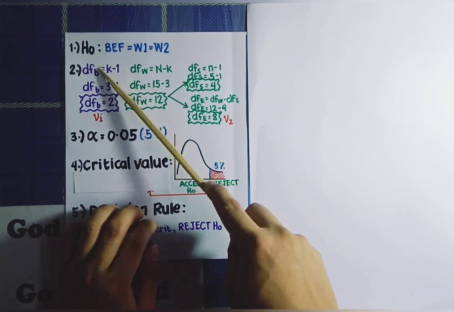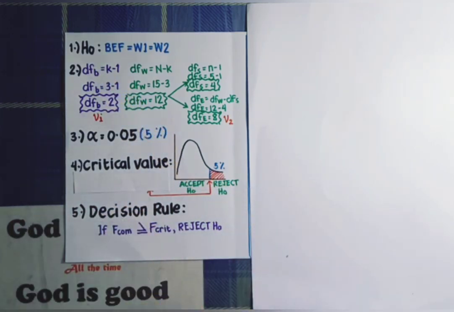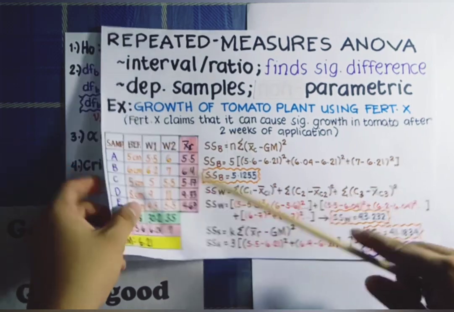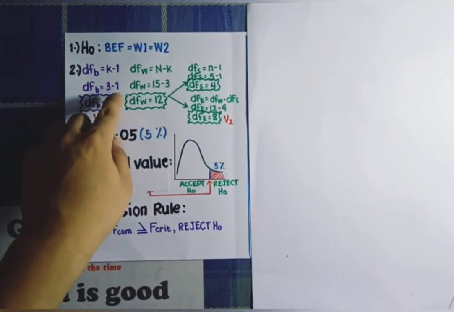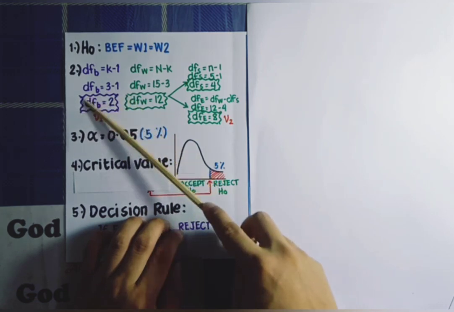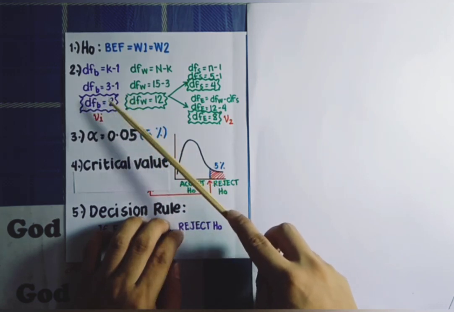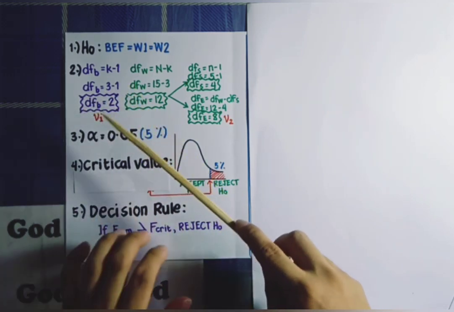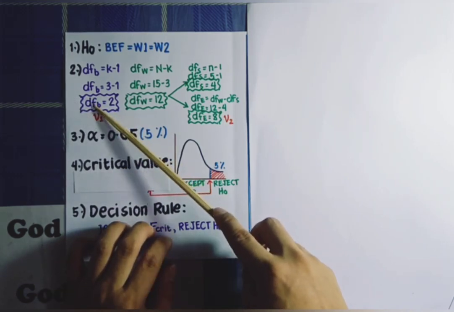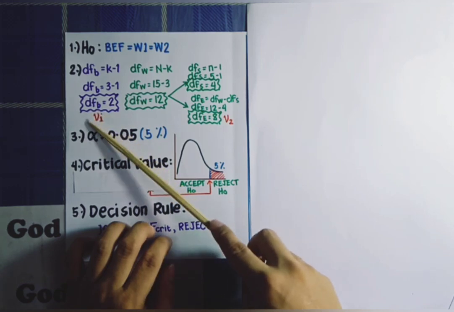For the degrees of freedom between the group, again our formula is K minus 1, where K is actually the number of groups of data. In this case again we have 1, 2, 3 groups of data, and that's actually 3 minus 1. 3 minus 1 is equivalent to 2. Therefore, our degrees of freedom between the group is 2. Now, in our F distribution table later, that is actually represented by V sub 1.